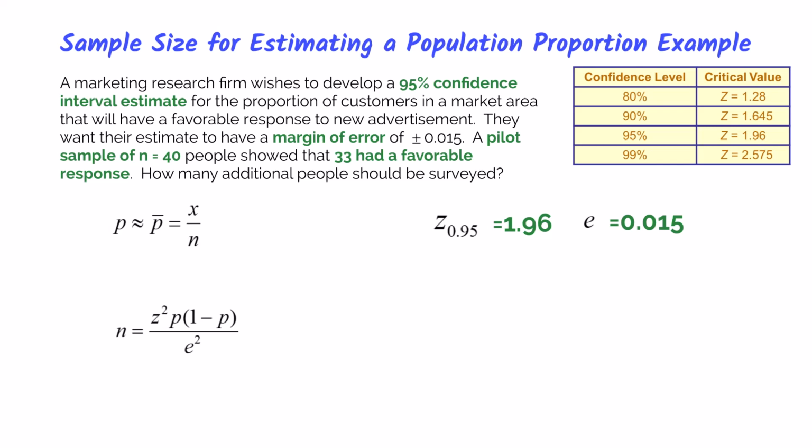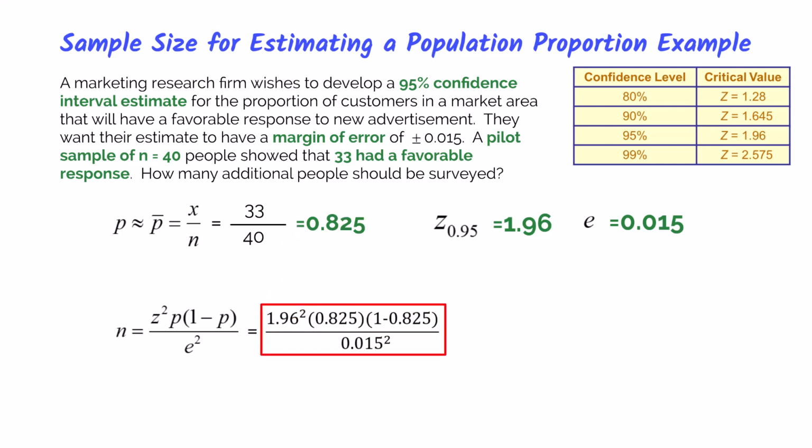So here we must find our sample proportion. We will then take the 33 people who liked our ad divided by the 40 people who were sampled. That gives us a sample proportion of 0.825. The z-value based on the 95% confidence interval is 1.96. The margin of error is 0.015, which was given in the story.